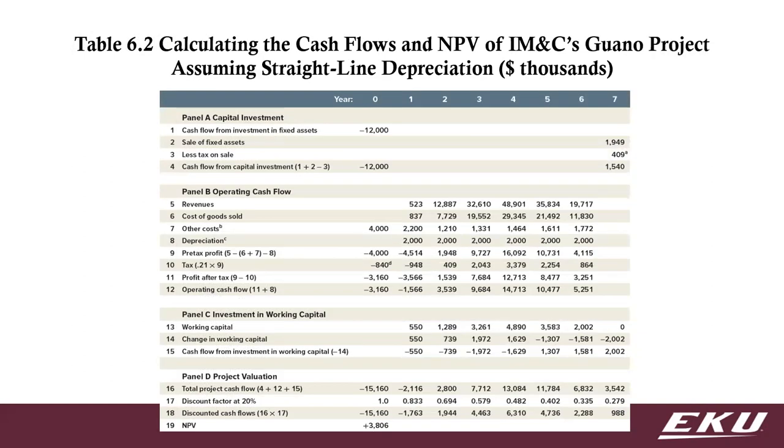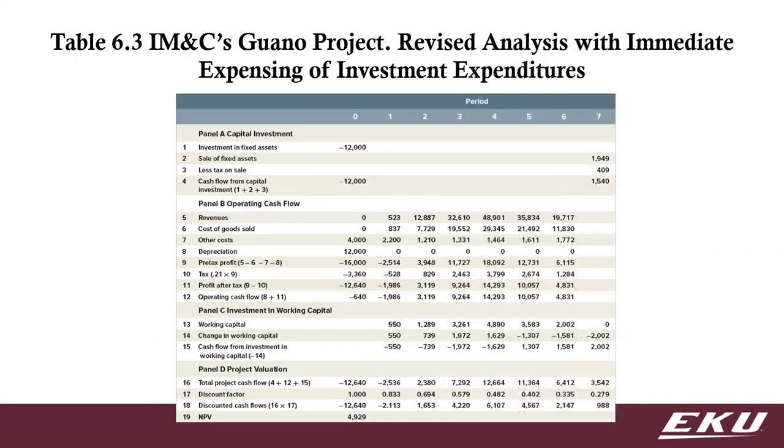Okay. And so now that you've seen what we're going to talk about, we're looking at what is the difference if we're able to do just a regular straight line depreciation, like what we normally teach in accounting, versus having that immediate expense. If you see in this one at the bottom, the NPV of these cash flows with that depreciation over the years ends up being 3,806.